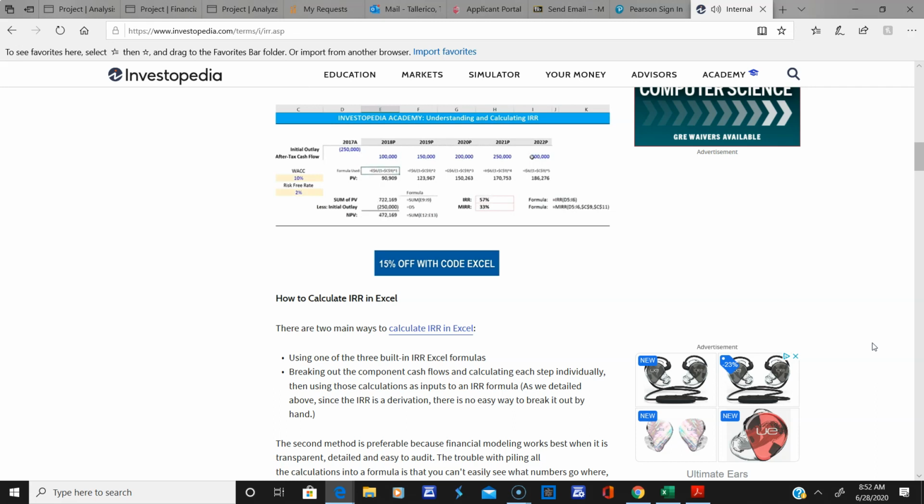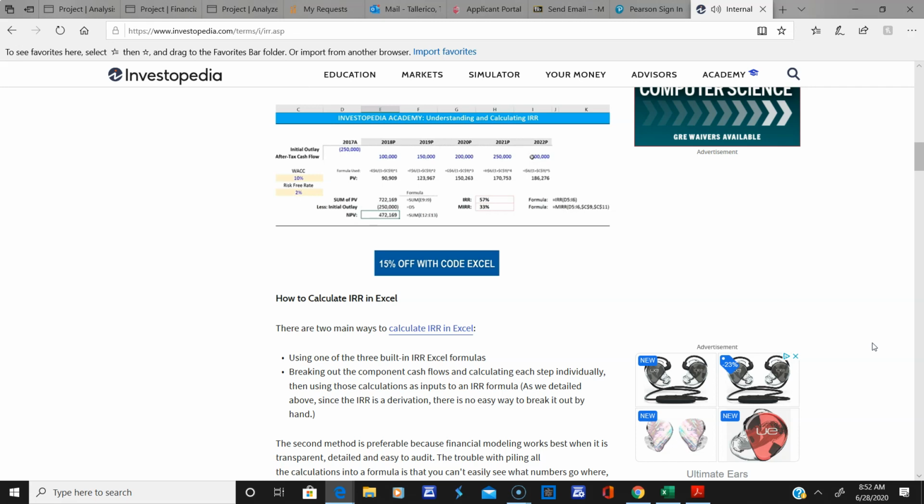What we're going to do is we have to discount each cash flow by the weighted average cost of capital raised to the period. So if we hit F2, you can see that we are discounting the first cash flow by the WACC raised to period 1. We're discounting the second cash flow by the WACC raised to period 2, so on and so forth. Now when we sum these present values and offset it by the initial outlay, we get the net present value of 472. Okay, that's all well and good.